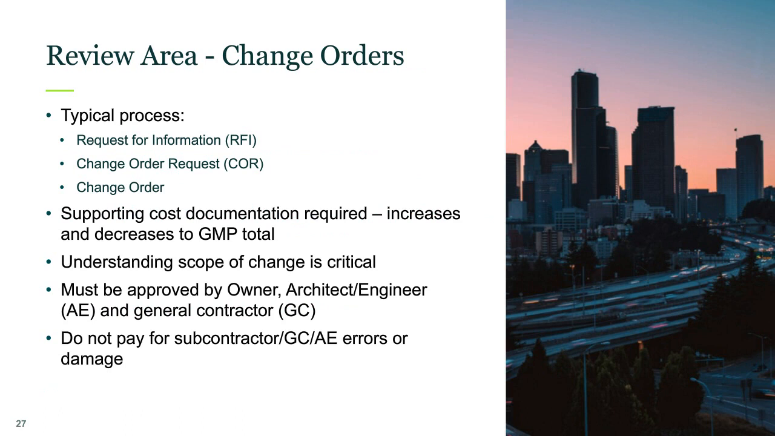Change orders. The typical process includes a request for information, a change order request, and then the change order. Supporting documentation is required to ensure that you're not getting overcharged. This goes for both increases and decreases. Contract language should set minimum reporting standards to prevent any potential excessive contract values. And then this is key, understanding the scope of the change is critical. You need to know if you guys initiated the change or if this is another issue that may not be your cost. Change orders should be approved by the owner, the architect, and the general contractor.